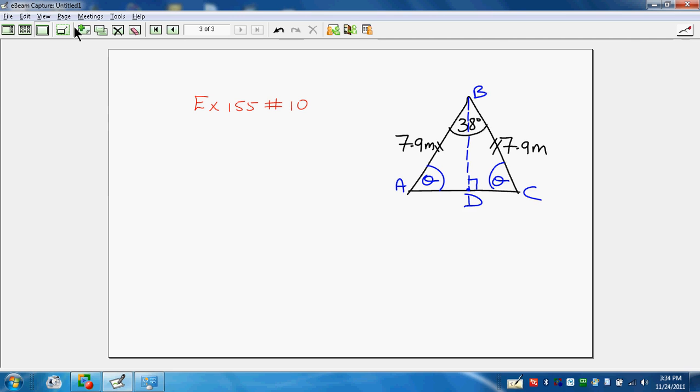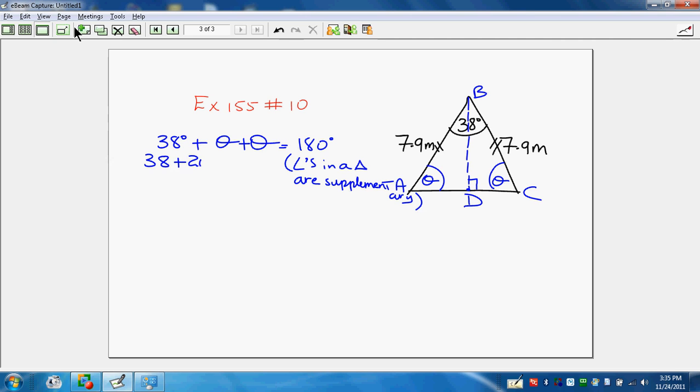So what we'll say is that 38 degrees plus theta plus theta must be equal to 180 degrees. That is simply because the angles in a triangle are supplementary. The angles in a triangle are supplementary. So that's why we can make this statement, and therefore 38 plus 2 theta will be equal to 180 degrees.